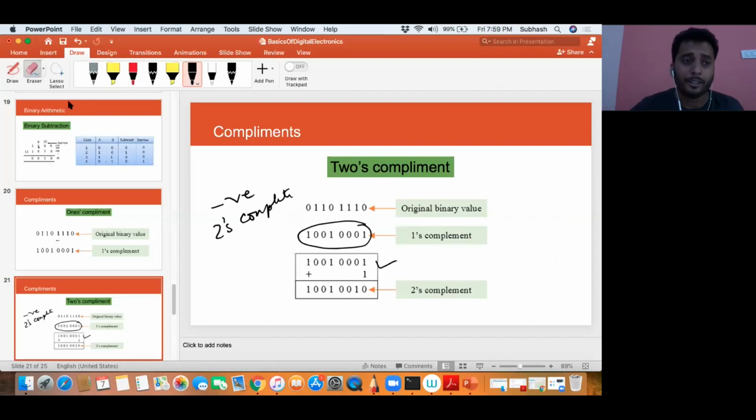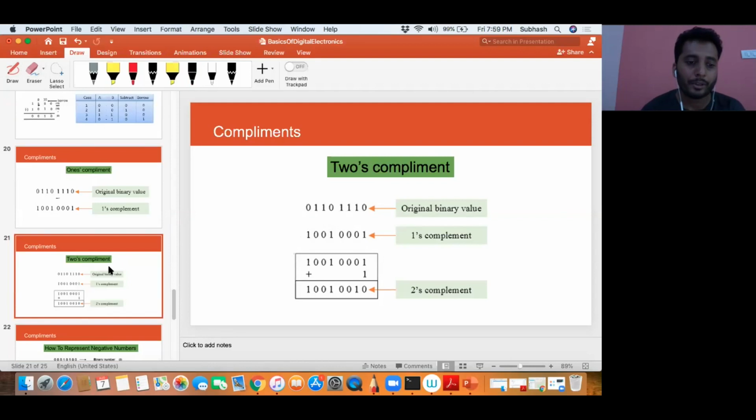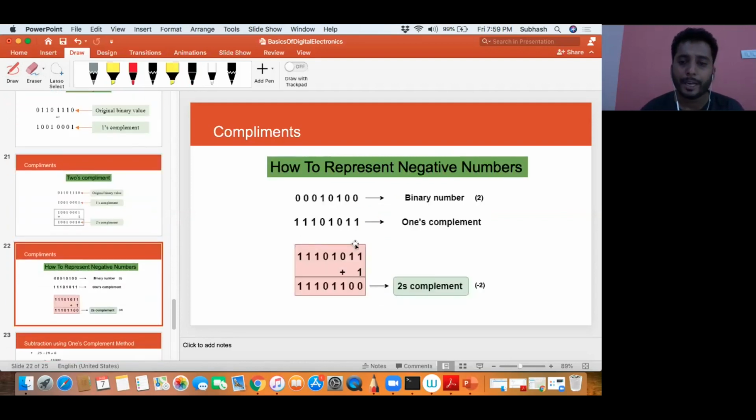Having said that, let us move forward. Okay, now how do I represent negative numbers? I'll show you how to represent negative numbers.